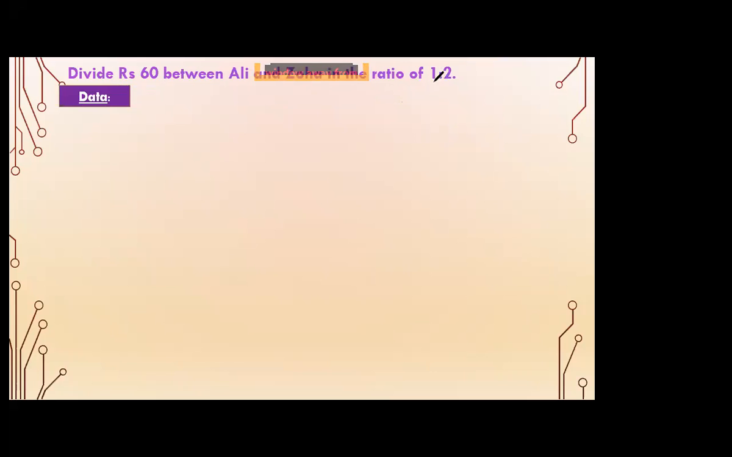How can I get the sum of ratio? I can get the sum of ratio by adding these two numbers, that is 1 plus 2, which equals 3. So first of all, write down the total amount, that is 60 rupees. Now the ratios are 1 is to 2, the individual ratios. How can I get the sum of this ratio? 1 plus 2 equals 3.